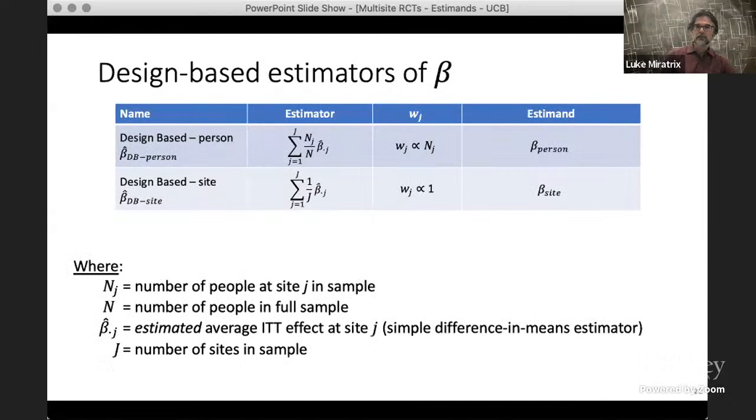The design-based person average is just what you would expect. It is the person-weighted average of the individual site estimates. And the design-based site estimator is the simple average of the individual site estimates. So here we see that those weights are just very directly part of the estimator. You just follow the recipe of what you are trying to estimate, and you end up with your estimator.